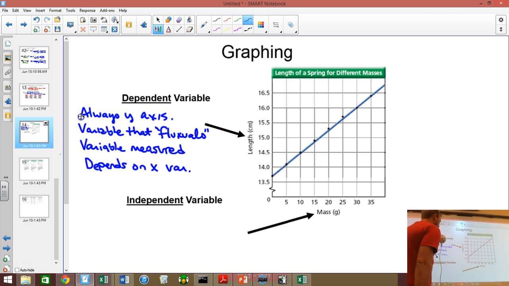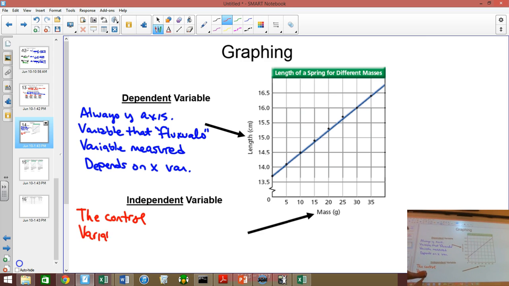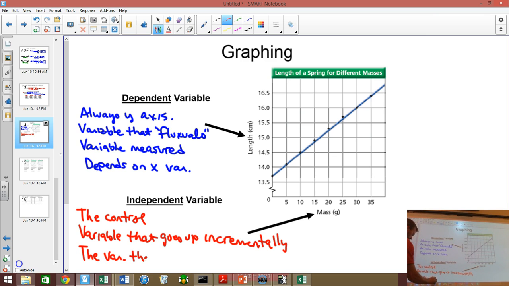The independent variable is what you're keeping constant, like the control. Oftentimes it's the variable that goes up incrementally. It's the variable that the experimenter controls.